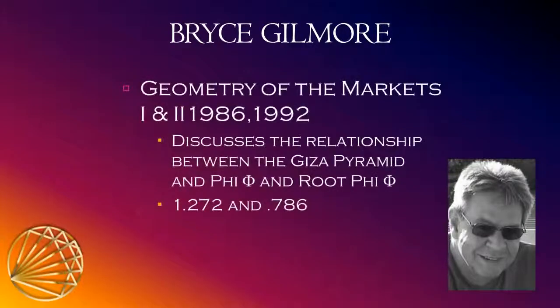This Australian fellow, Bryce Gilmore, wrote his first book called Geometry of the Markets in 1986, and then he wrote Geometry of the Markets 2. He's really the first one that drew attention to the root of phi and the root of phi, which are 1.272 and 0.786. Now these numbers are really important, and they do appear in the Giza pyramid.